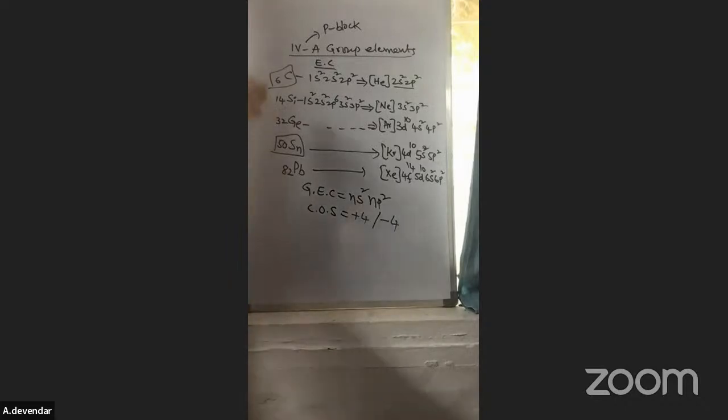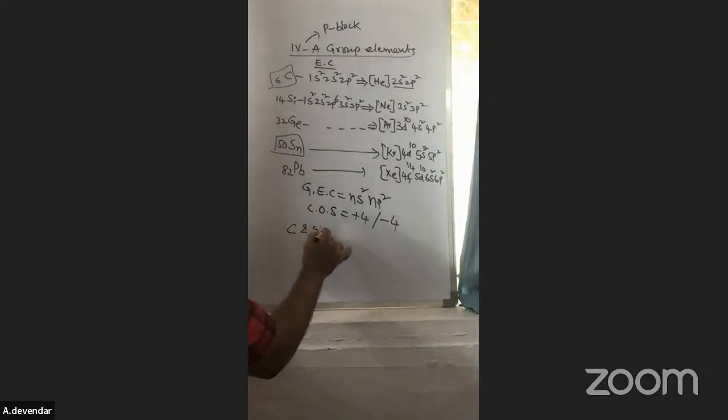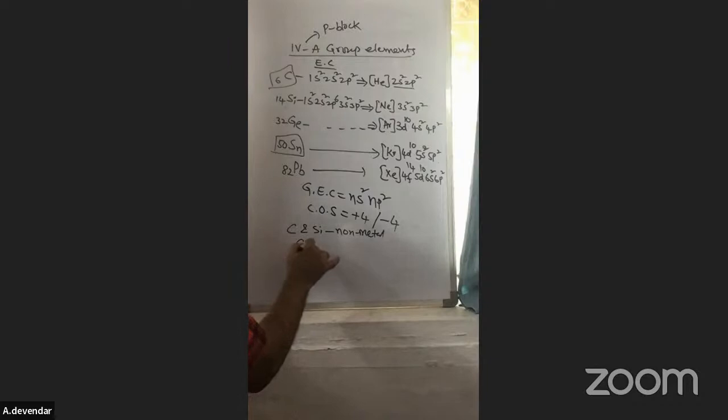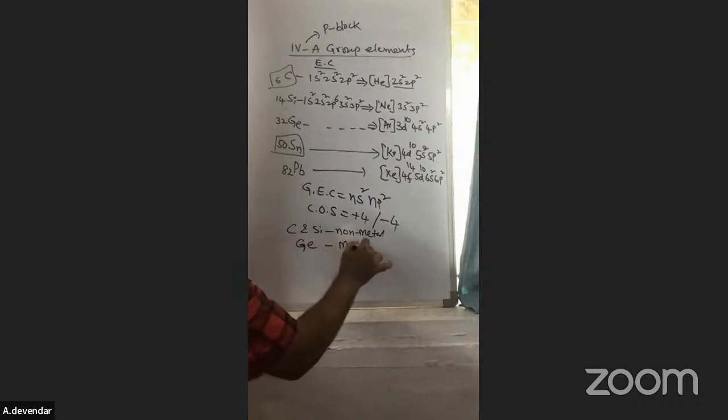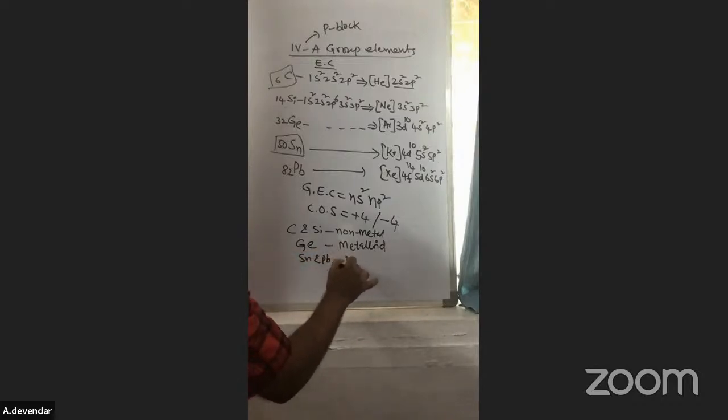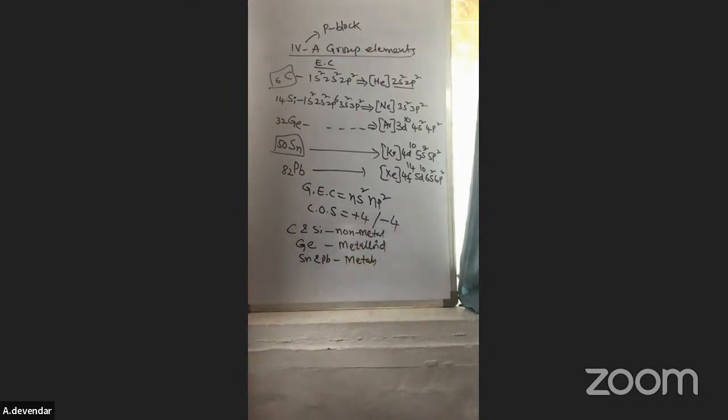Now coming to the elements of this group: carbon, silicon, germanium, tin and lead. Carbon and silicon are non-metals. Here, very important: germanium is a metalloid, and tin and lead are metals. Since carbon and silicon are non-metals, what does that mean? They seem hard, but you can grind them into a fine powder.